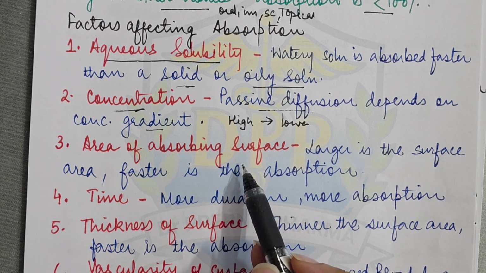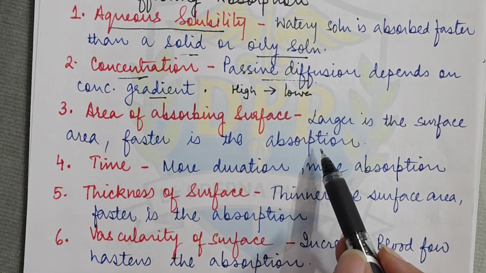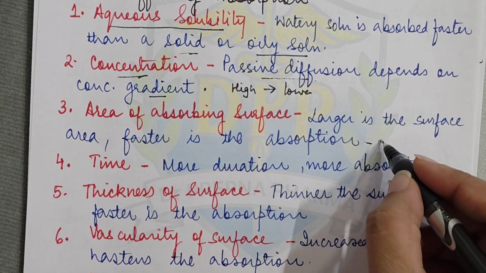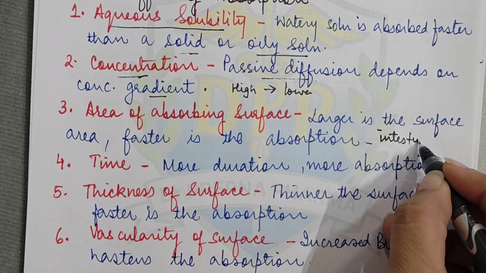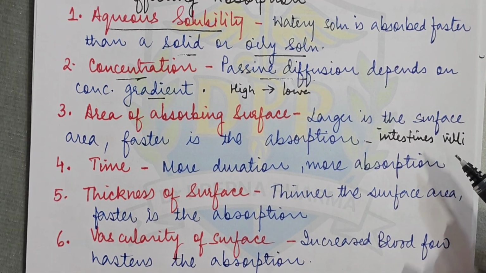Area of the absorbing surface. If the area is big, then the absorption is more. So larger is the surface area, faster is the absorption, and that is why the absorption is faster in the intestines, because in the intestines there are a lot of villi, and so if you spread that villi, it becomes a very big surface area.